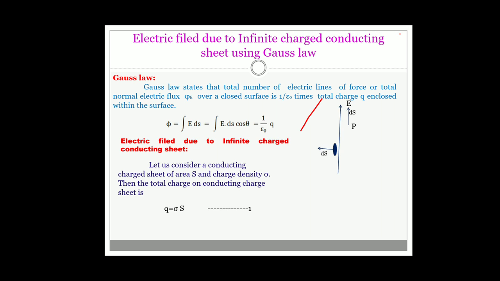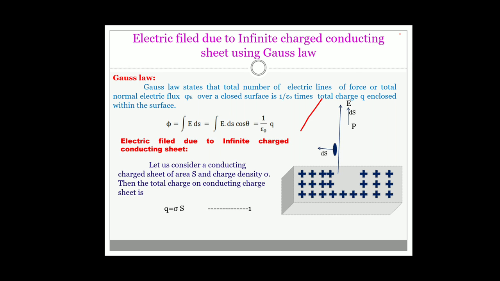Of course, we cannot draw an infinite sheet, so in this figure I want to draw a finite charge sheet, in which the total positive charge q is given to the surface area. If sigma is the surface charge density, then sigma is equal to q by s, or q is equal to sigma into s. What is surface charge density? Surface charge density can be defined as the charge per unit area.